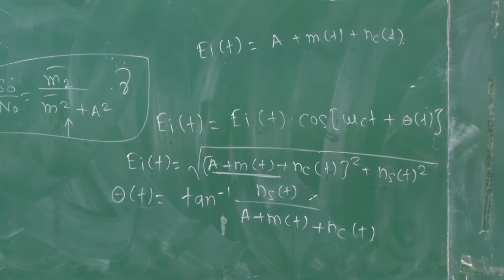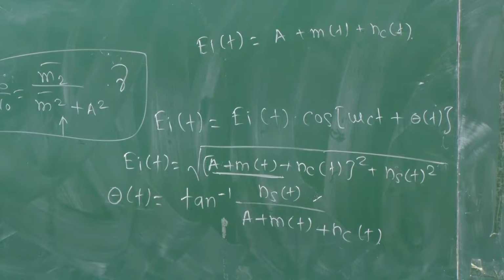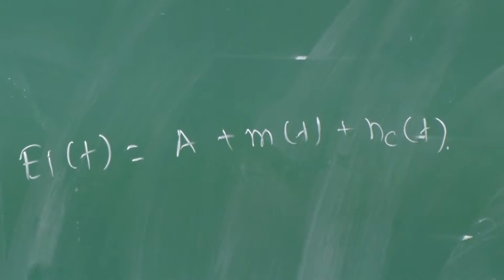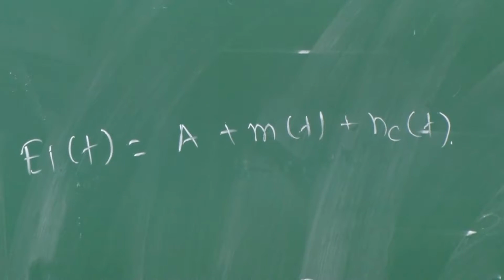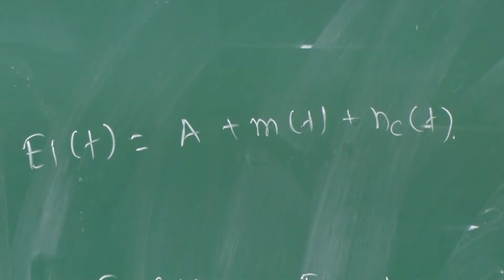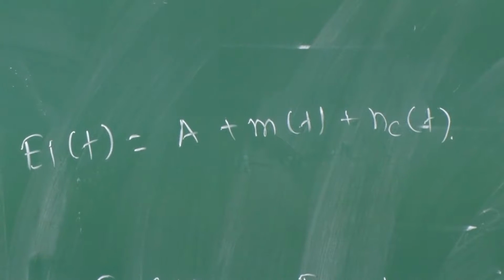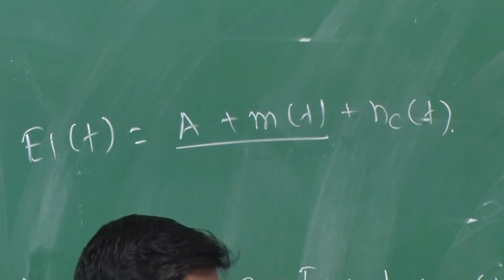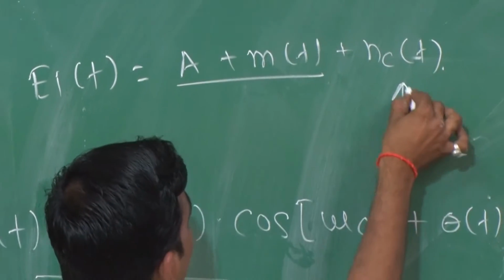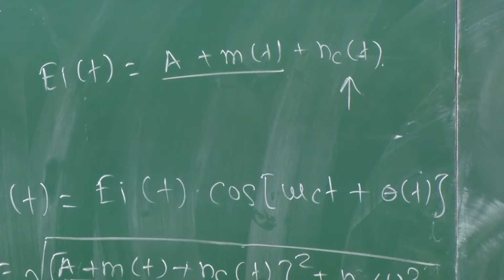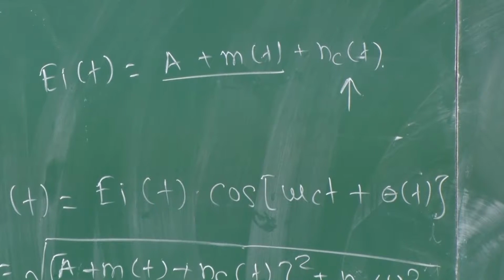This is the envelope which is true for small noise case, where desired signal a plus m of t, a is the peak amplitude of your carrier signal, plus m of t, this is the message signal, plus nc of t, in phase component of your noise. So here just observe this envelope, out of which this is the desired part a plus m of t, and this is the noise part. So this is added, we can separate out your desired message signal.